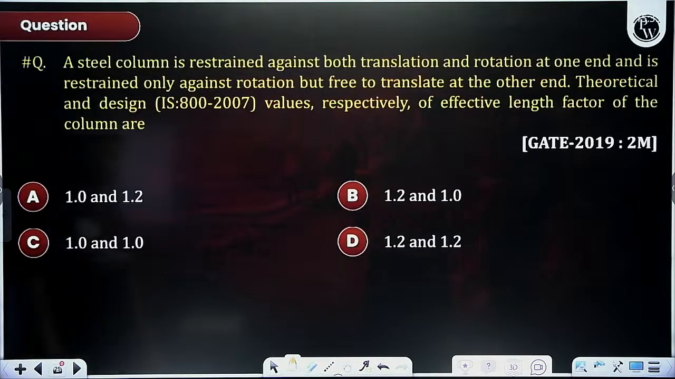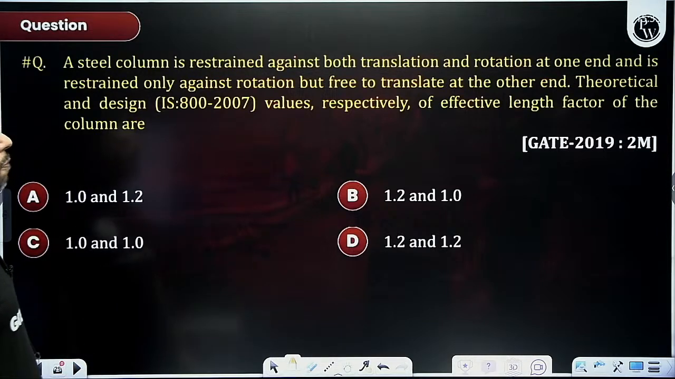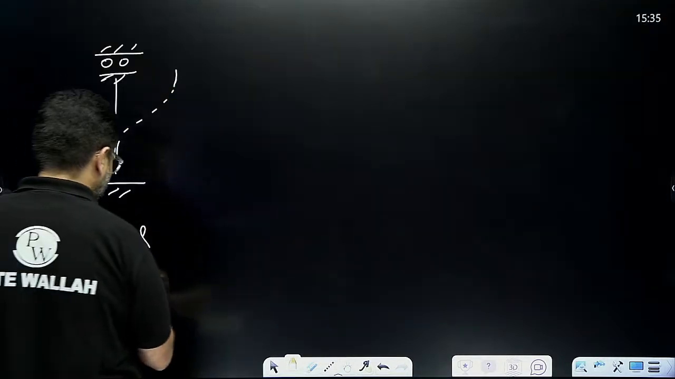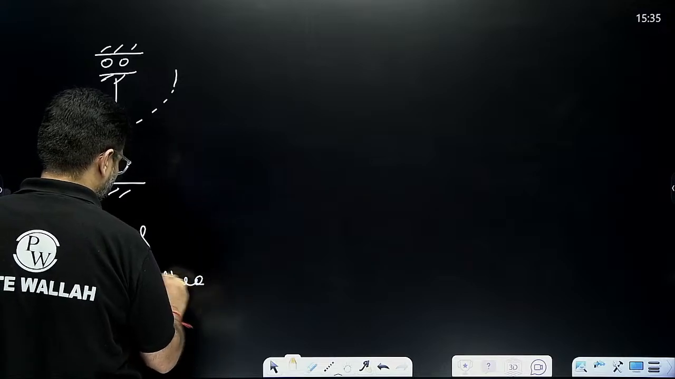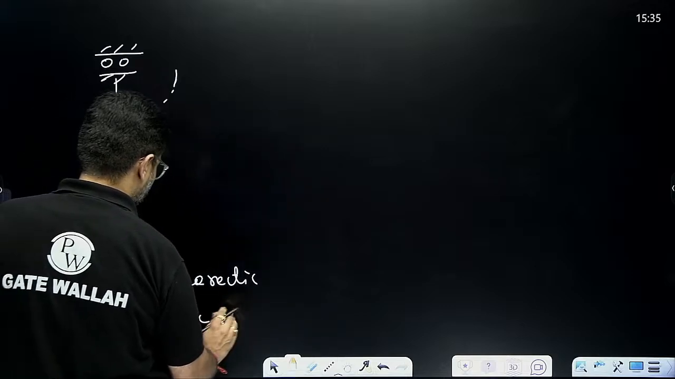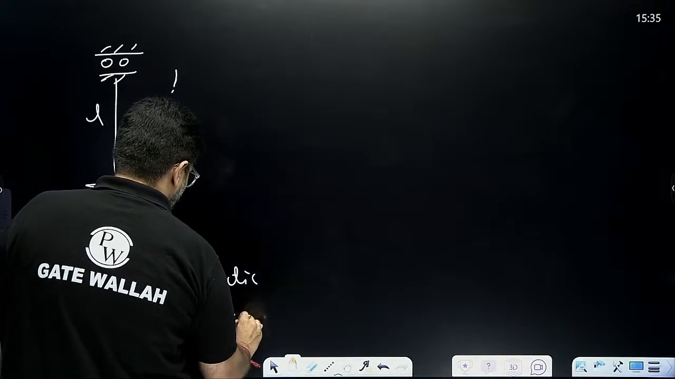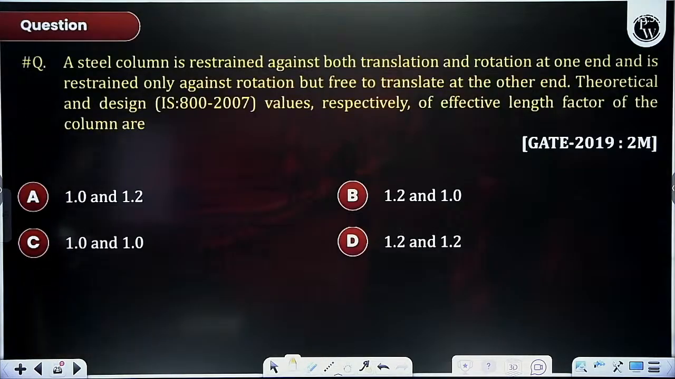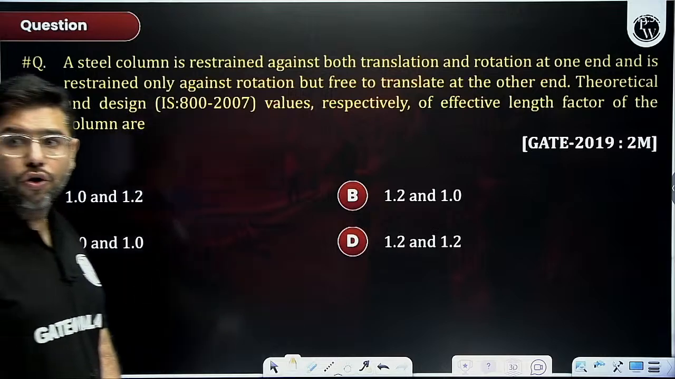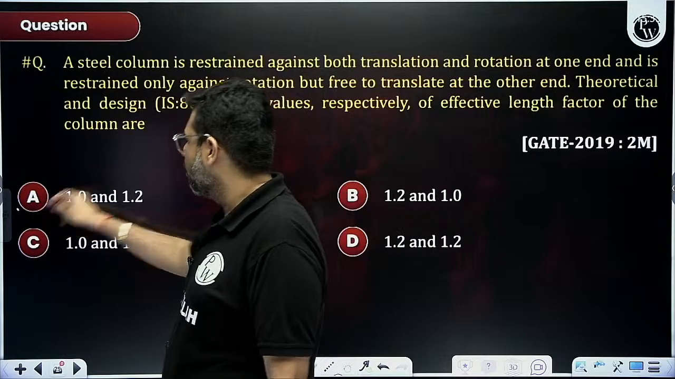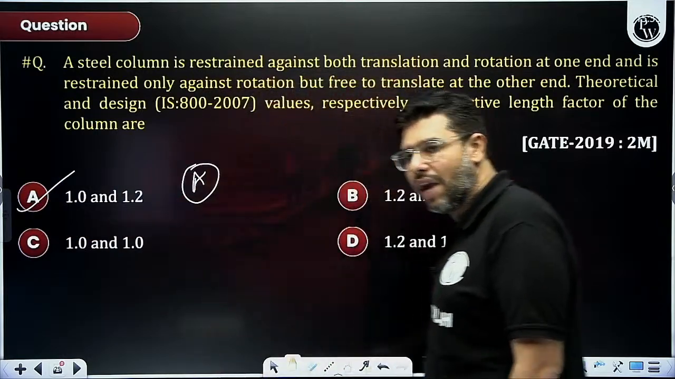K is equal to how much? Theoretical value of K as well as per IS code. So as per IS code, the theoretical and design value we have to tell. Theoretically K is 1, and for design it is 1.2 as per IS code. Like this only you will solve the question. So as per IS code, theoretical value is small, and for IS code it is more to account for lack of fixity. So A is the correct answer.